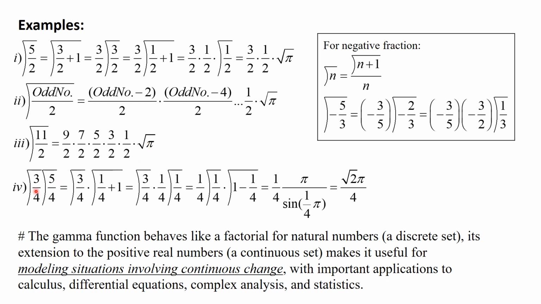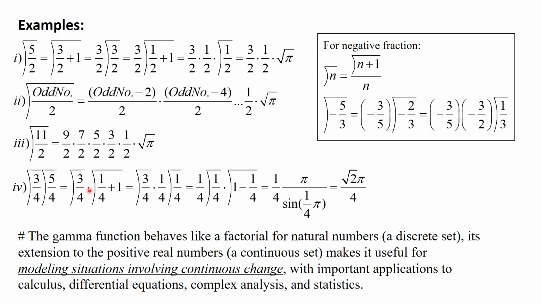See the next example, gamma 3 by 4 into gamma 5 by 4. This is not directly possible to calculate, so we try to rewrite the expression. But if we consider 3 by 4, the 1 minus p result is also not applicable, and hence we consider reduction for gamma 5 by 4.